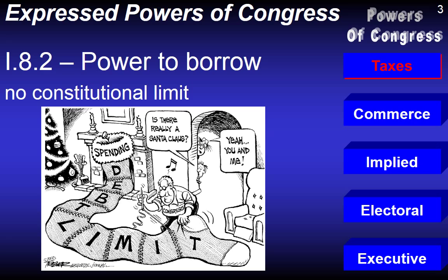Thought you'd get a kick out of a little cartoon there where the Congress is just saying, we're only allowed to have a certain amount of debt, but we'll just stitch on another part of the stocking so we can get ourselves some more debt.